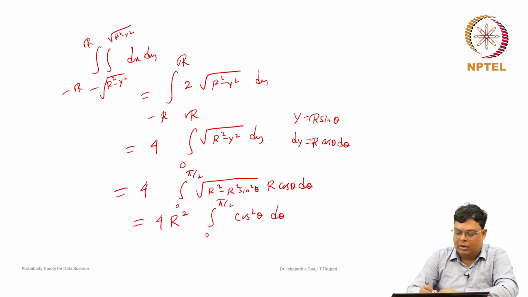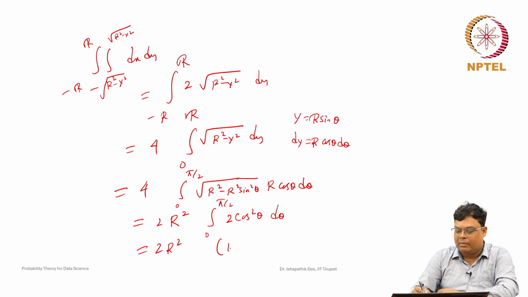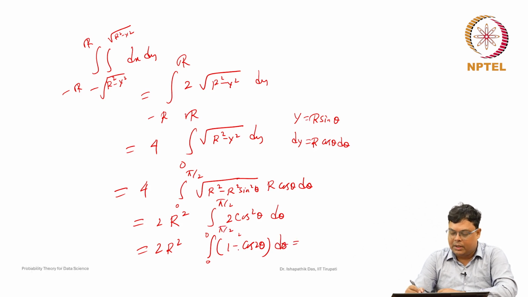Now, this is 2 r square times 2 cos square theta. So 2 cos square theta can be represented as 1 plus cos 2 theta, from 0 to pi by 2. This is just an integration, you can do it, d theta. So this is pi r square, plus sin 2 theta by 2, and if you take the limit this becomes 0. So this is coming to pi r square.